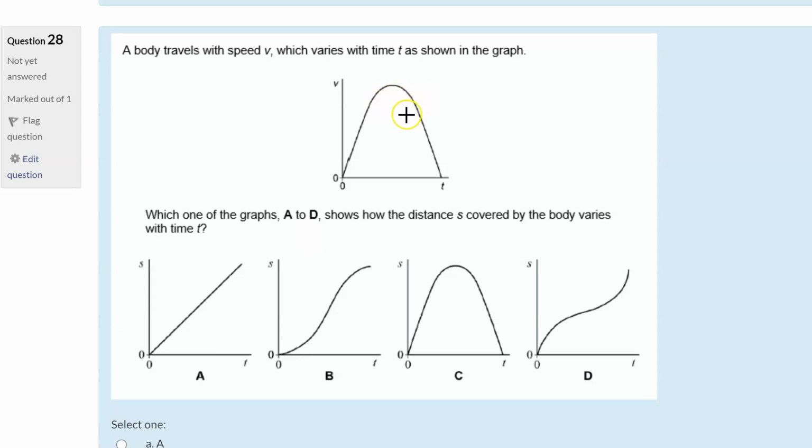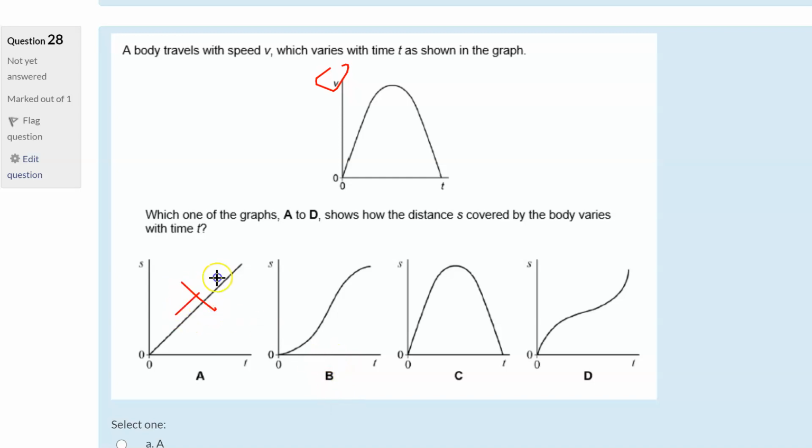Right, we're on question 28 and we've got a relationship between a velocity time graph and a displacement time graph. So we can see that the velocity is positive the whole time, and what we need is the gradient of this to be equal to the value of this. So it's a positive value that goes up and then goes down, so we need a gradient that's going to go up and then go down.